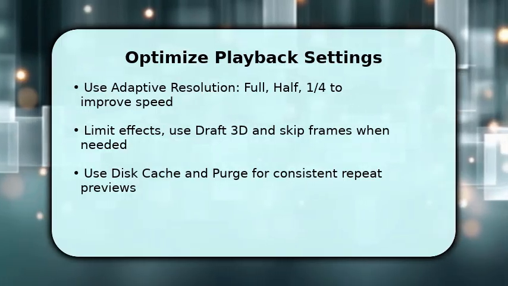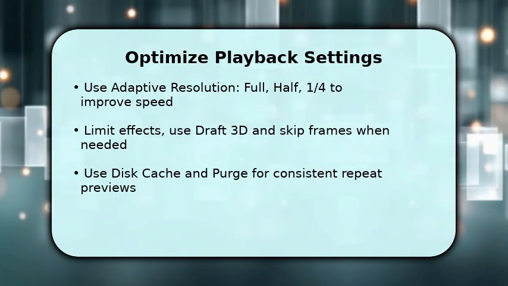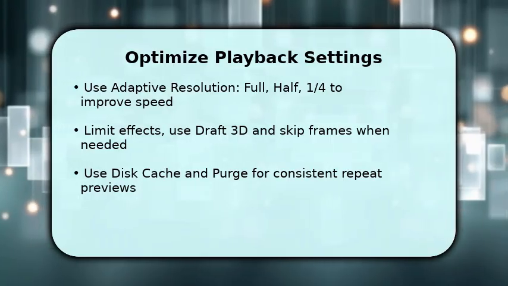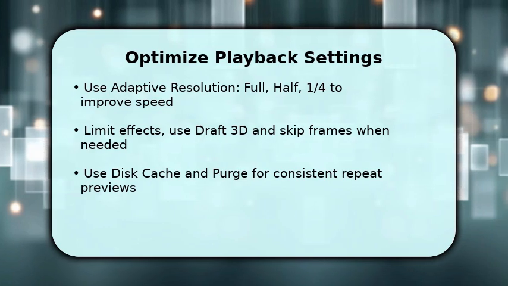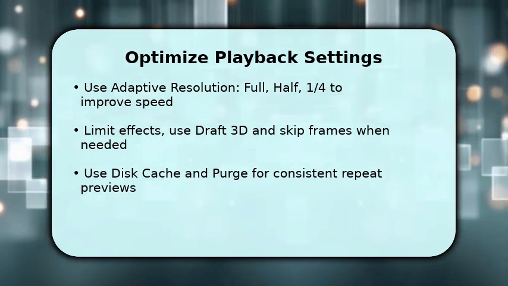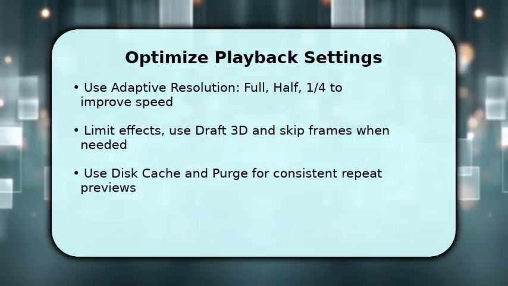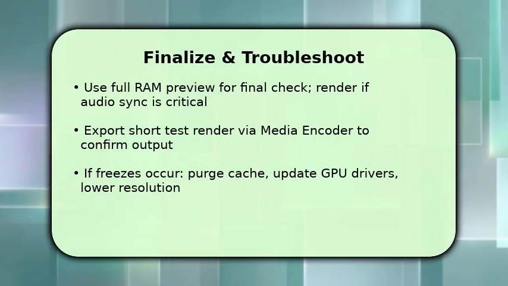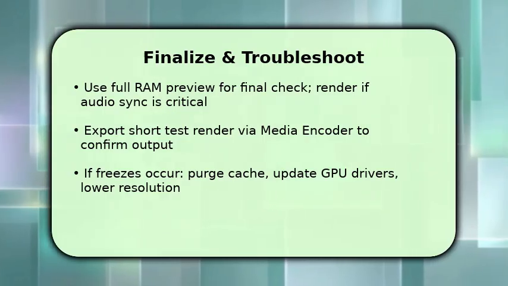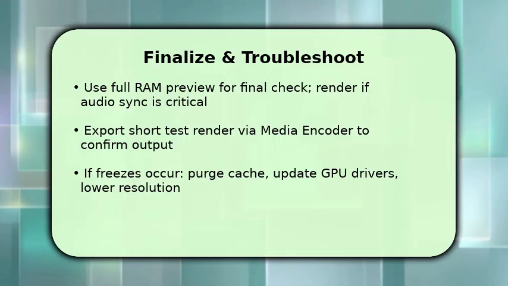Meanwhile, enable disk cache and periodically purge it when you change large assets, because clean caches prevent stale frame glitches and ensure consistent repeat previews. To finish, perform a full RAM preview for timing verification and render a short test using Media Encoder when audio sync or final quality matters.